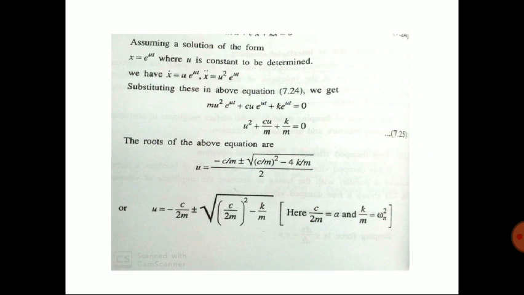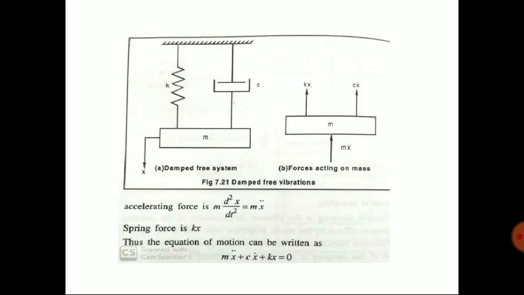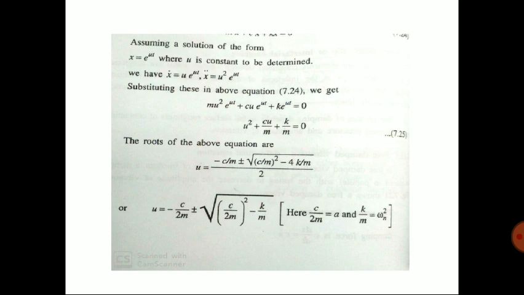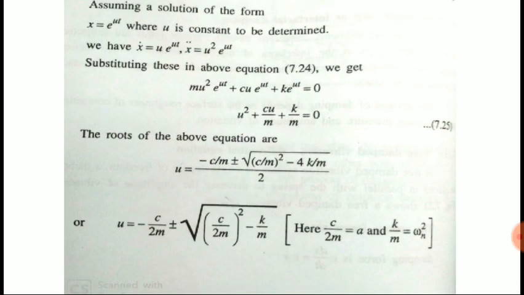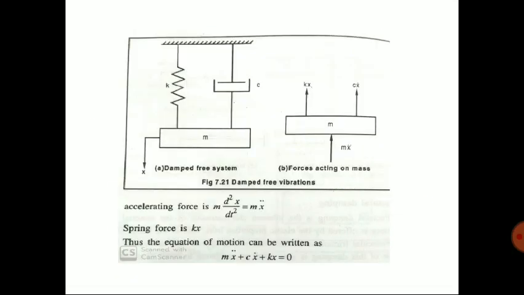For finding that standard solution, first we are substituting x equal to e raised to ut. You have already studied x equal to e raised to mx or e raised to nx, something like that, in your maths. So x dot is equal to u into e raised to ut. x double dot is equal to u square into e raised to ut. So we are substituting in this equation.